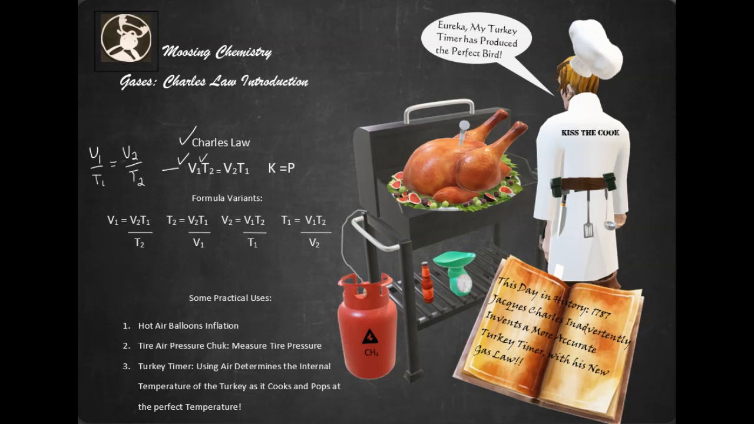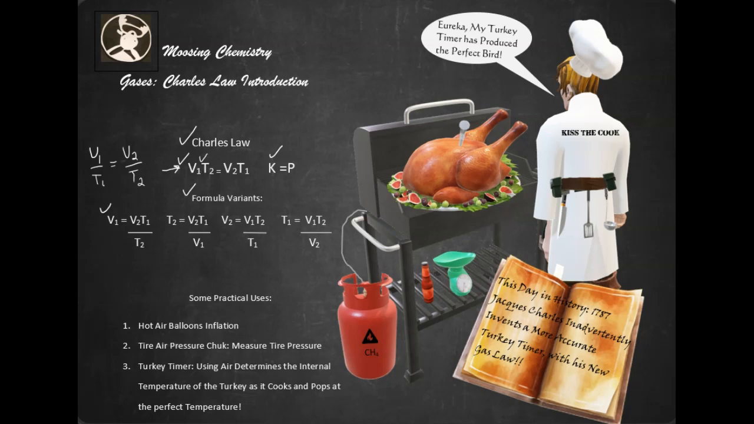But your brain practically reads from left to right, so it's easier to see it as V1 T2 equals V2 T1. Now you have to keep in mind that our constant is our pressure, okay? So when you go to solve V1 T2 equals V2 T1, you're going to have formula variations depending upon what's being asked to be solved. So this is another practical reason for V1 T2 equals V2 T1.